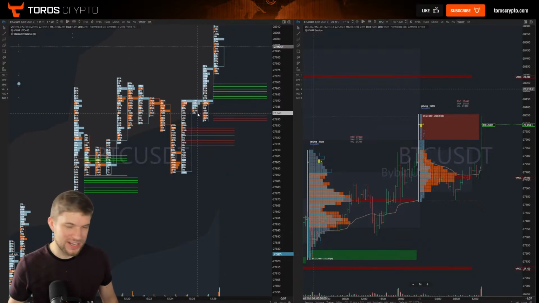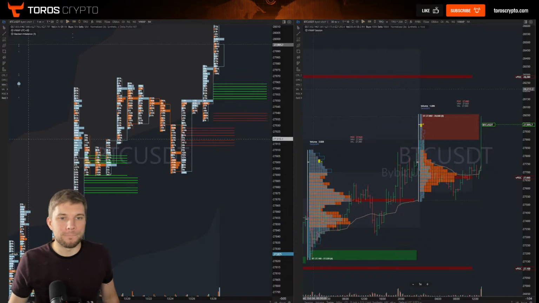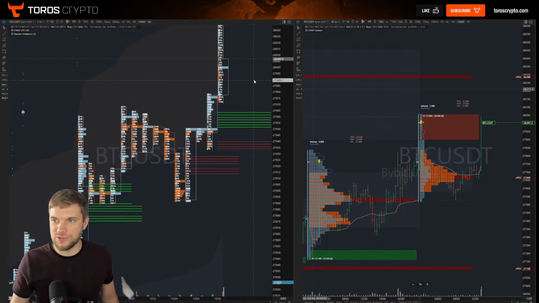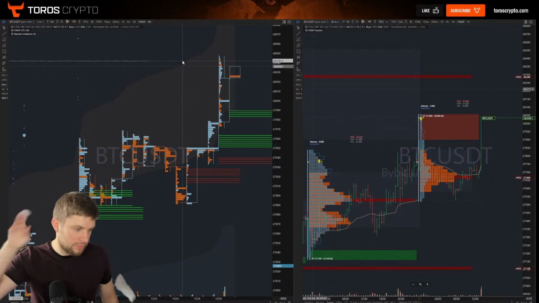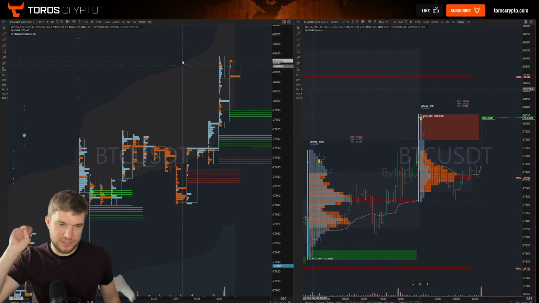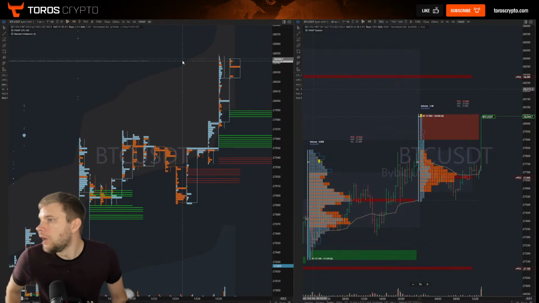We're still squeezing, it's fine. I don't think we're going to reject here at the moment. This is now into a naked VWAP, but keep going, keep pushing. There's no rush to get into a short position just yet.